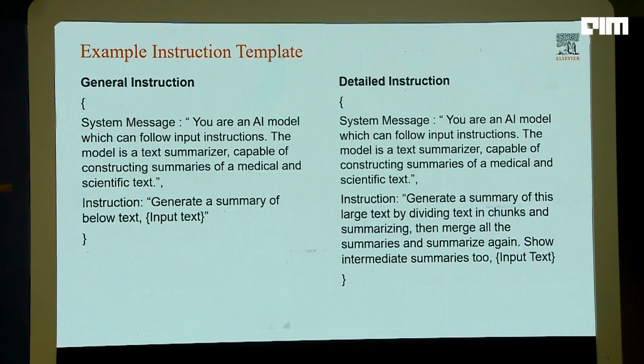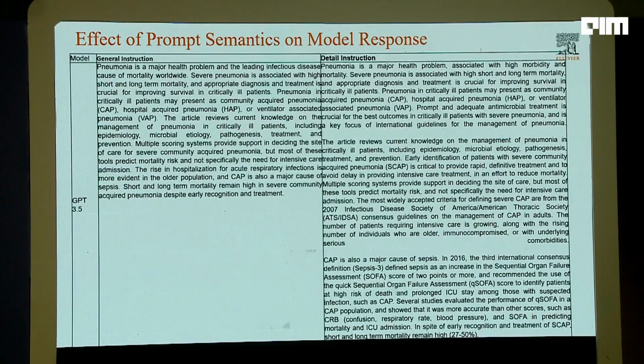So here you can see the big difference between the syntax and semantics. There is a detailed instruction, and this is quite an abstract instruction. And we will see how the results differ. For GPT 3.5, when the general instructions were given, we saw that it generated the summary.